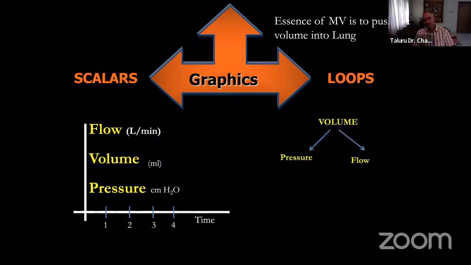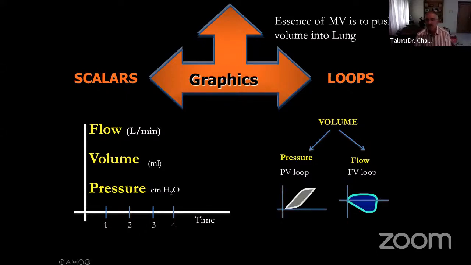And there are two loops, the PV loop and the FV loop, because the whole essence of mechanical ventilation is to push volume into the lung. So we combine pressure and volume, and we combine flow and volume. So there are two loops. Here there is no time. On the x-axis and y-axis, we plot pressure and volume, and again flow and volume. The volume is always on the x-axis, and on the y-axis is pressure or flow. So there are two loops and three scalars.